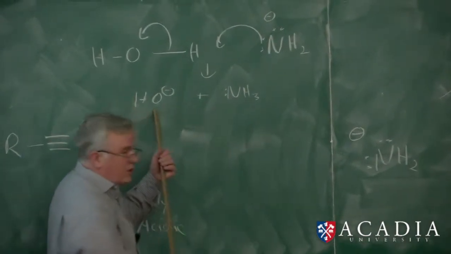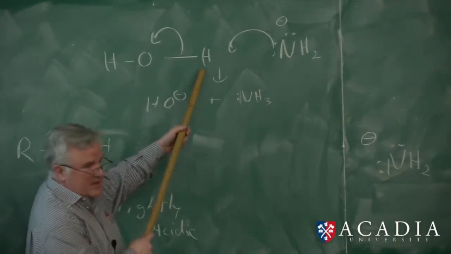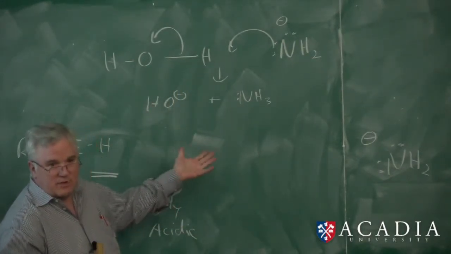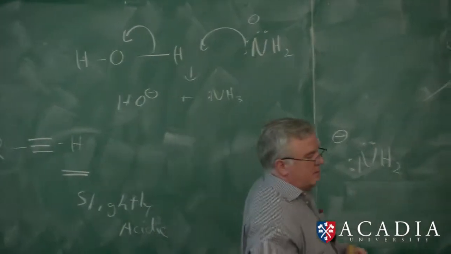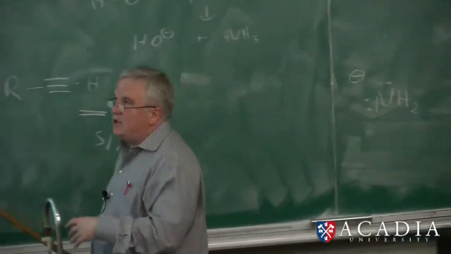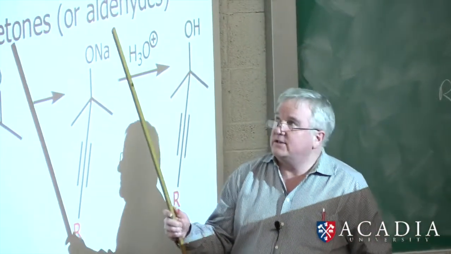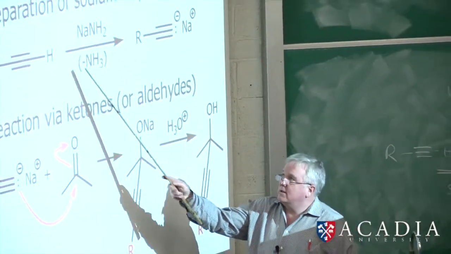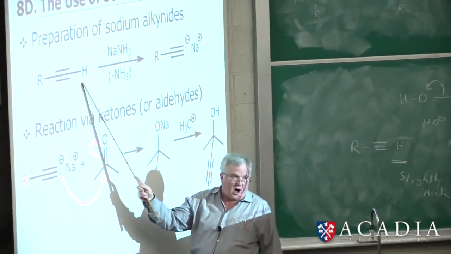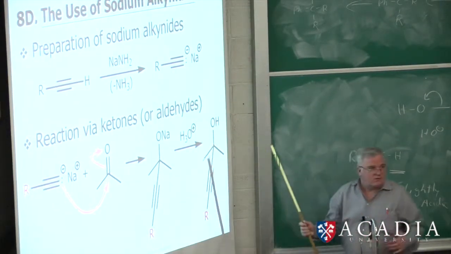We end up with a hydroxide ion, right? Okay, so water is an acid because it has a proton that can be removed by a base. However, we can use sodium amide in nice non-protic solvents. It is a strong base. It's strong enough to pull the proton off a terminal alkyne, and then we get another source of nucleophilic carbon.